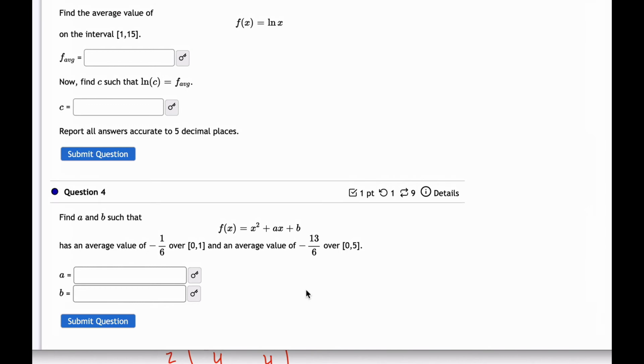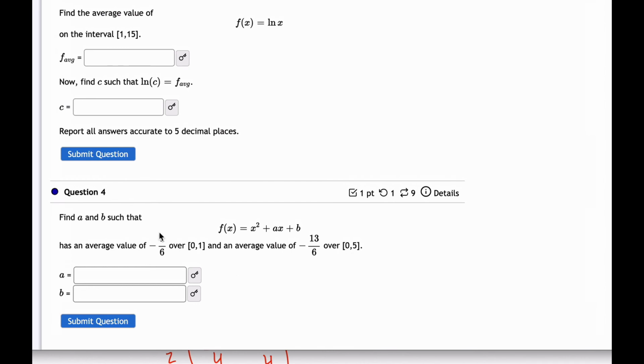And then question 4, the extra credit one, definitely not something you'd need to be able to do for this class. It's just the only thing that I could find that would be a little bit harder. What you're supposed to do is find these constants A and B so that the average value of this function is equal to negative 1/6 over this interval, and it's equal to negative 13/6 over this interval.